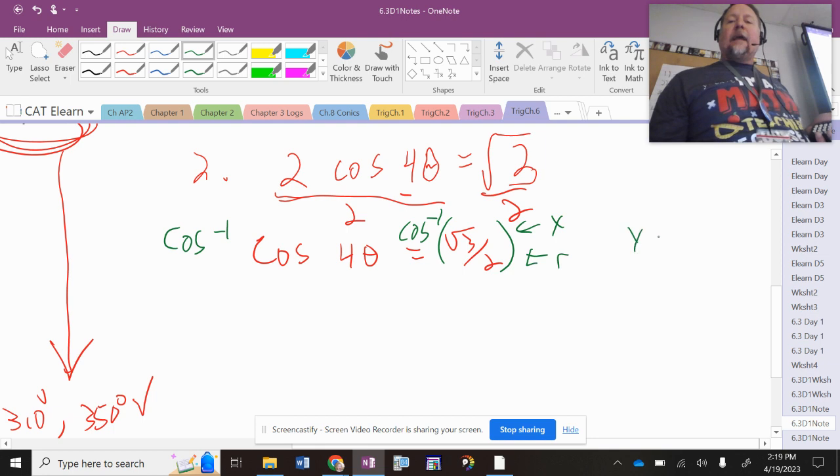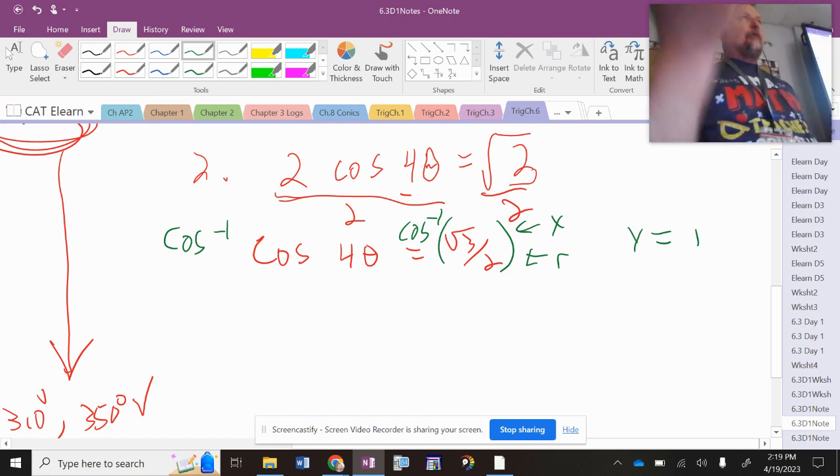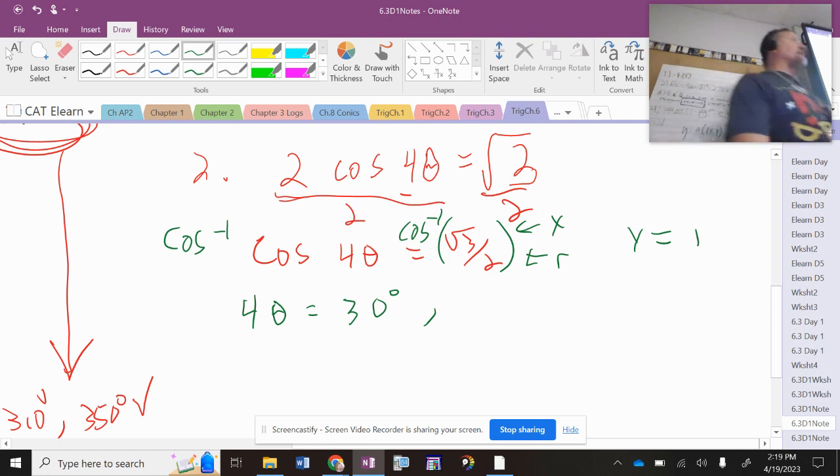What does that mean? Y has to be 3, 2, 1, go. 1, nice. Got some people. That means this is a 30 again. But now here's what you do: 4 theta equals 30. By the way, where else is cosine positive? 3, 2, 1, go. 4.